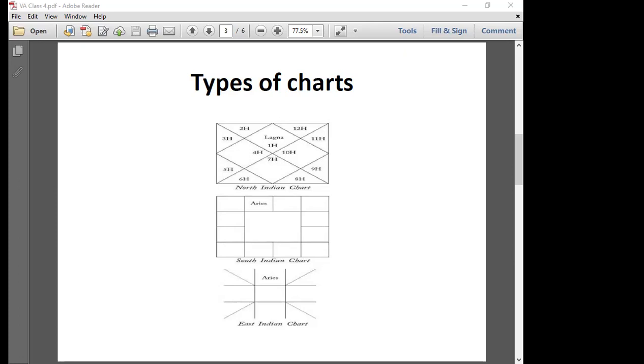So what we have already seen is that the sky can be divided into 12 signs of the zodiac. And we have also studied that one of the signs happens to be the rising sign, the sign which rises at the eastern horizon at the time of birth. So this rising sign is known as the lagna or the ascendant, and the lagna happens to be the first house of the horoscope.